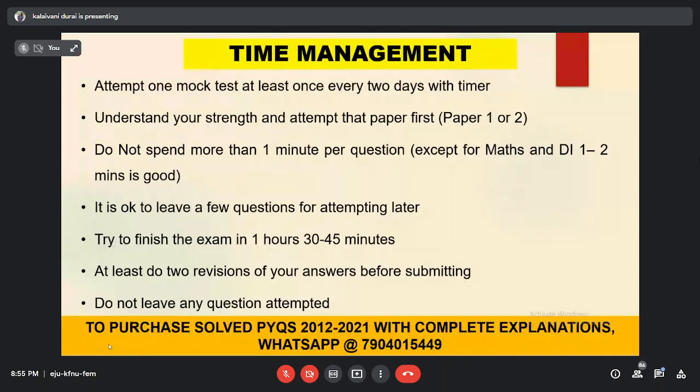So do not spend more than 1 minute per question. But paper 1's maths and DA questions, you can spend more time on those. It's okay. But try to stick to this 1 minute mark. If any question is taking more than 1 minute, just skip the question. Skip the question. Go to the next question. Finish everything and come back to the other question.